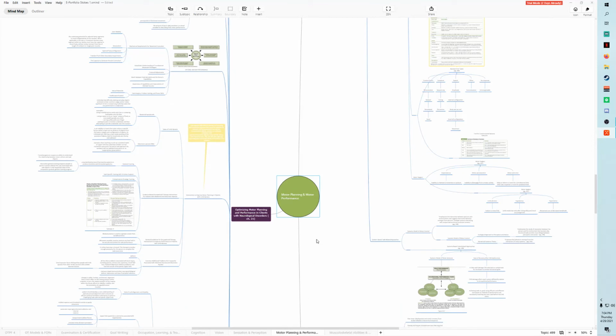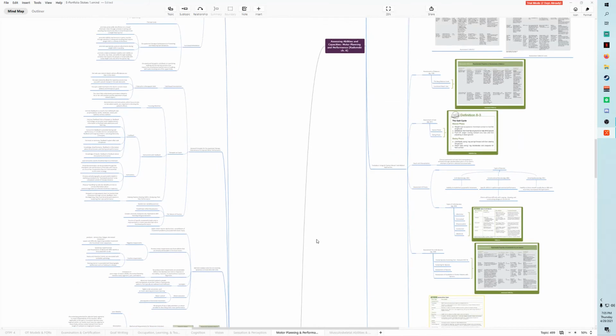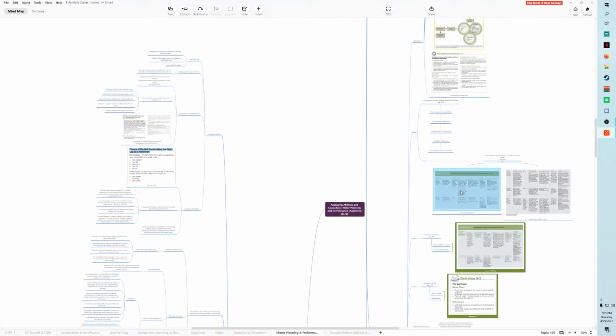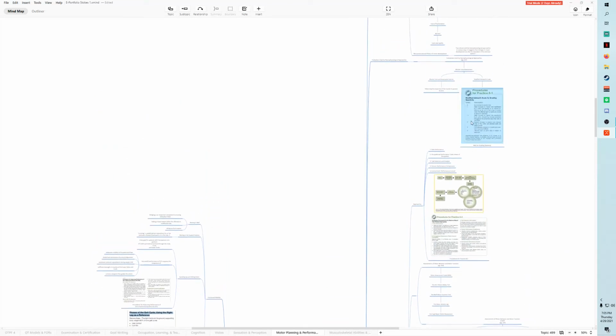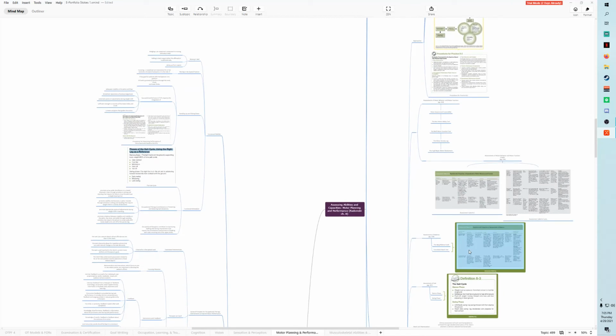Now we have motor planning and performance. This is another straightforward and simple map that is broken down into the chapters. There are really great resource pages linked throughout here, as you can see, with more detailed information about maybe definitions, procedures, and any approaches that we could use for this.